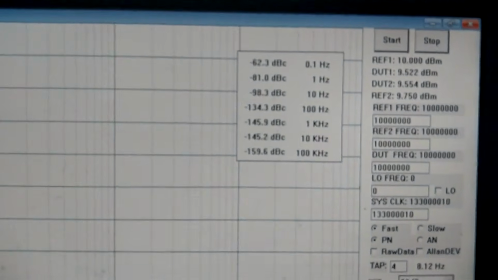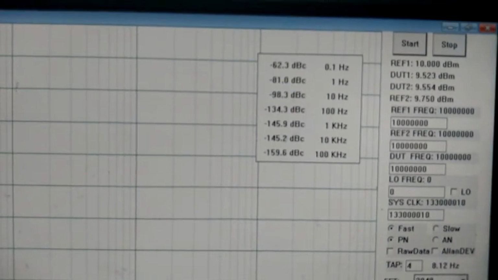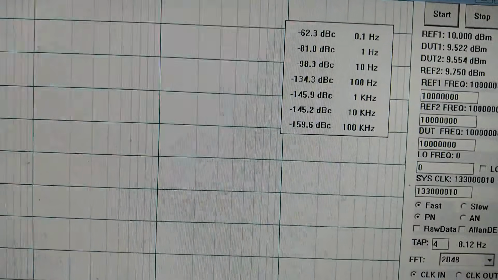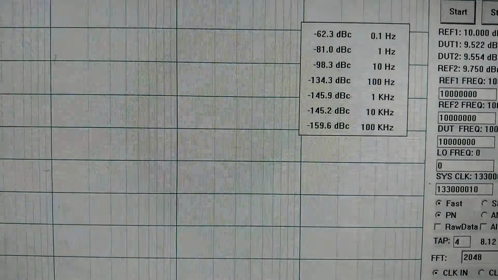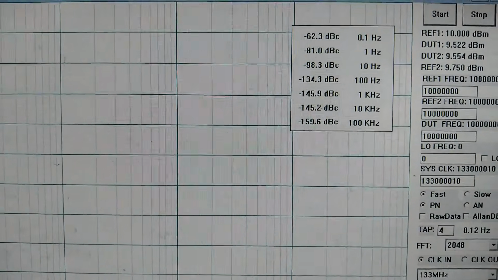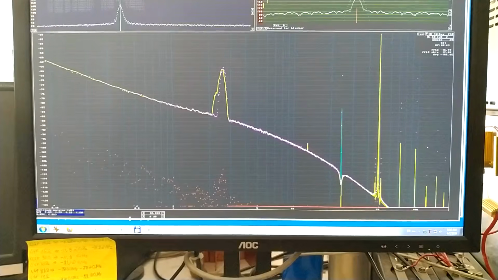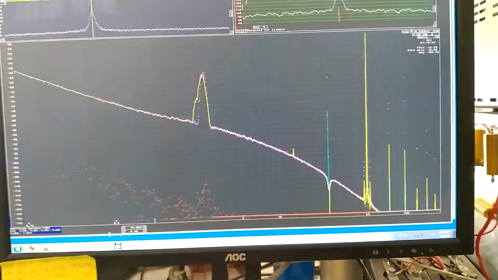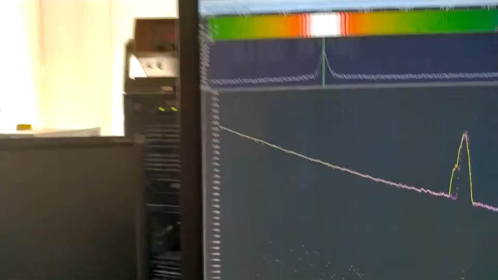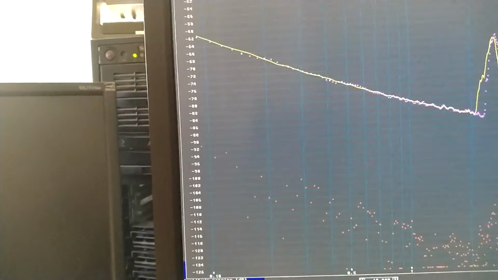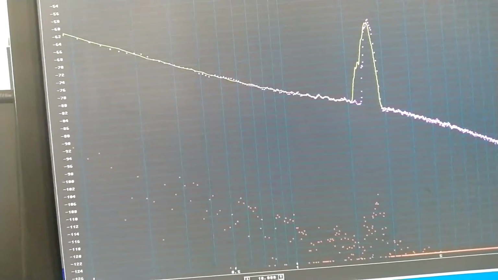Here is the table. Minus 62 at 0.1 Hertz, minus 81 at 1 Hertz, minus 98 at 10 Hertz. And then it's so noisy, it's not interesting really. And here is the phase noise as seen by Lean Rod. At 0.1 Hertz it is minus 62, and at 1 Hertz it is minus 80.7 or so.